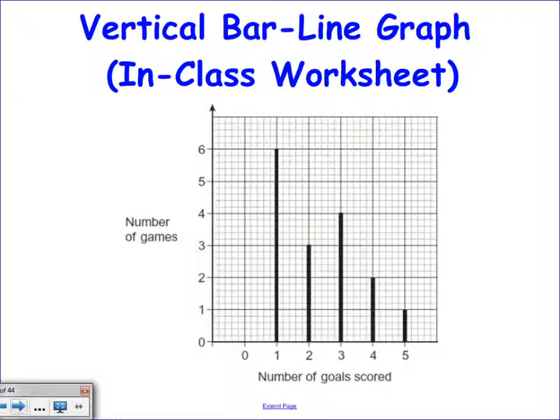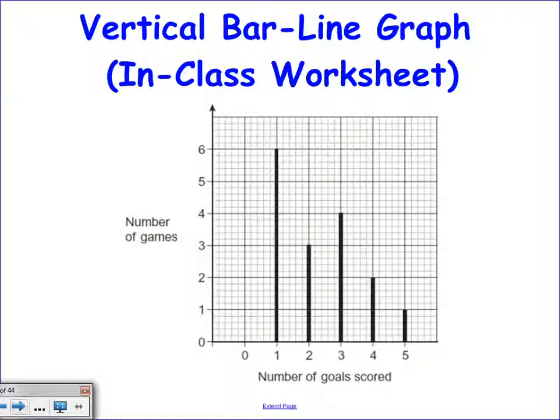Yeah, so the total number of goals is 6. I scored 1 goal 6 times. In this game, in 2 goals, how many games did I score 2 goals in? 3 games. So how many goals did I score in those 3 games? 6, because it's 3 times 2. So can you see how they can use it as a frequency table as well?